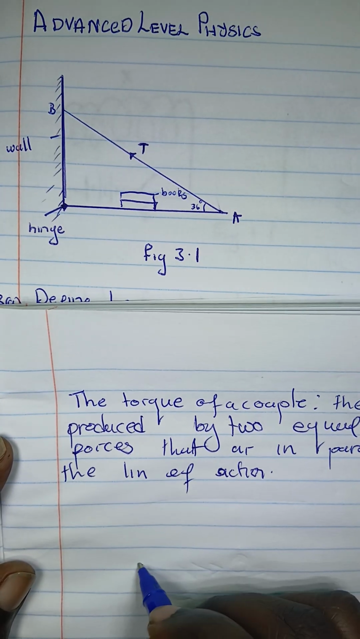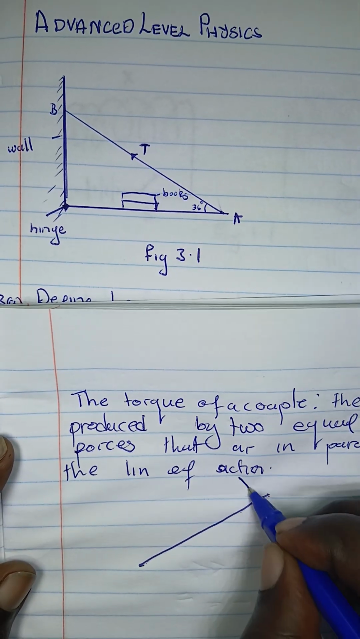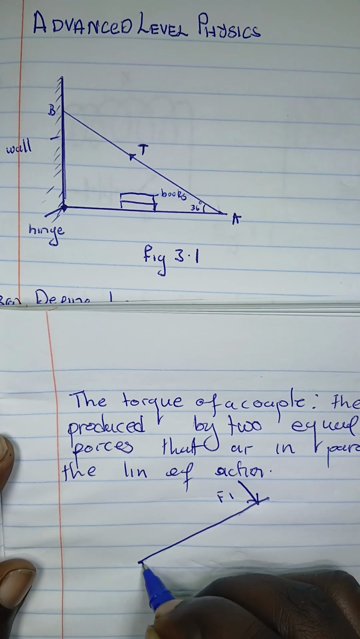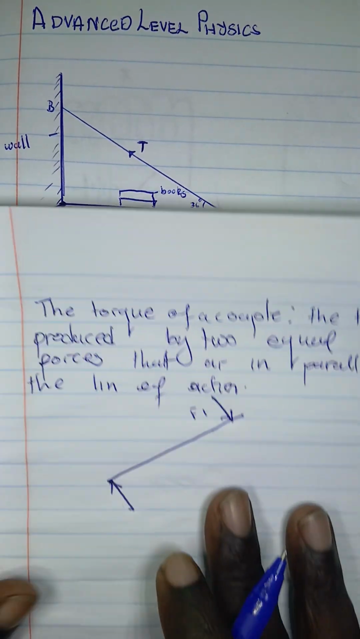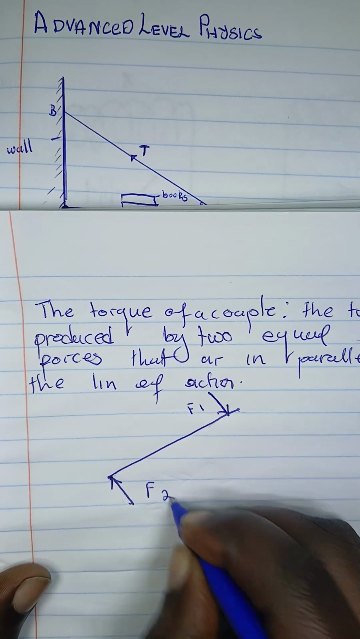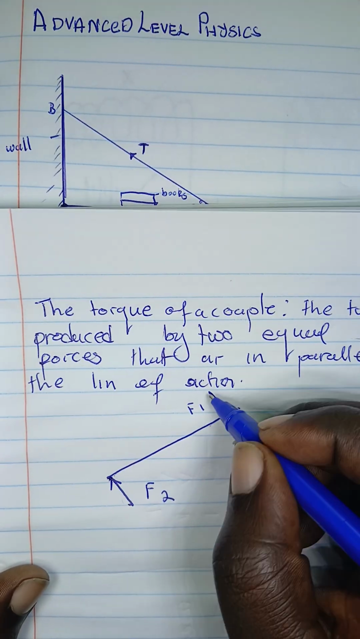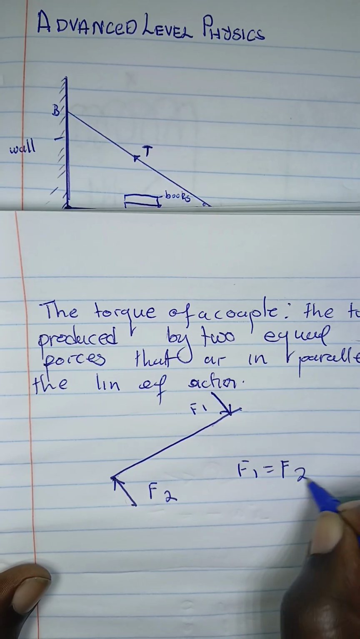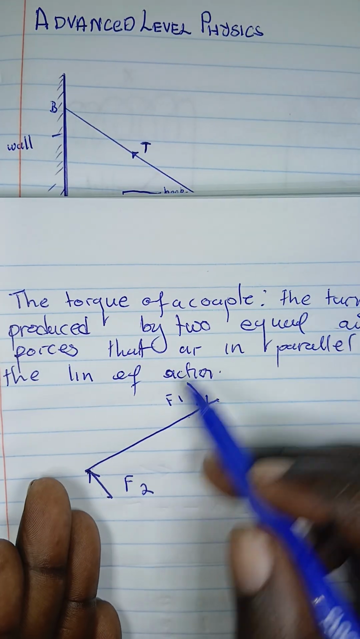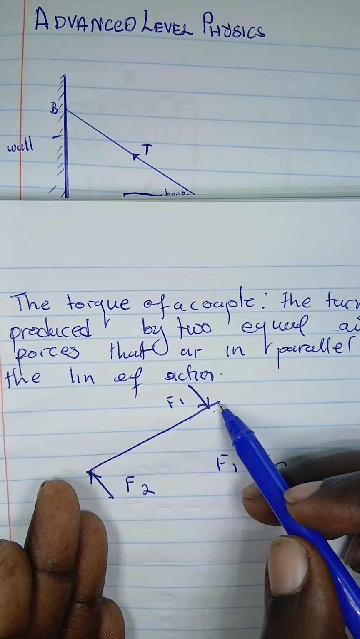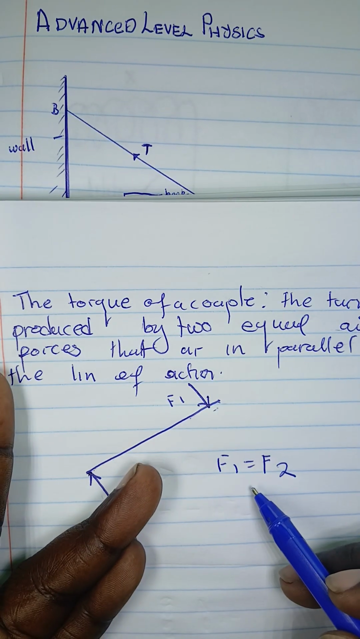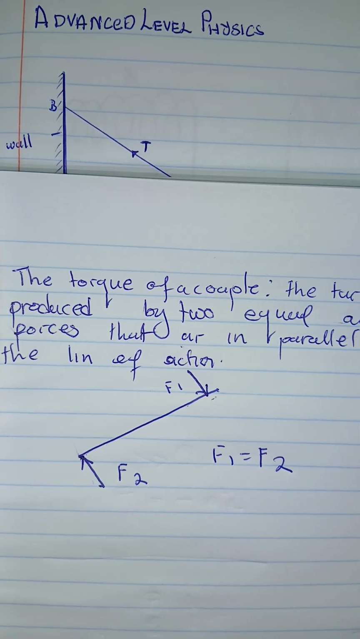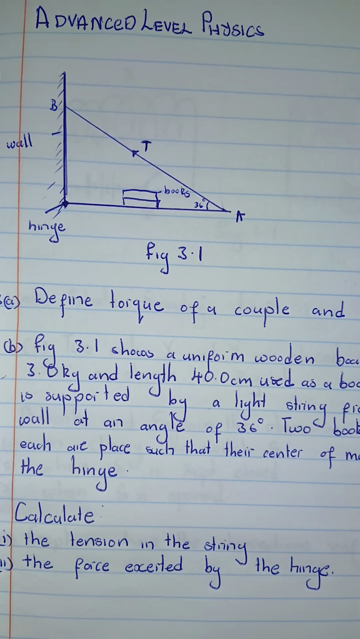So you might have an object here. So you have a force F1 and you have another force here F2, and F1 is equal to F2. So they are parallel. You can see that the distance between them is maintained and they are in opposite direction, so they will produce a turning effect. So let's go on to the next question.